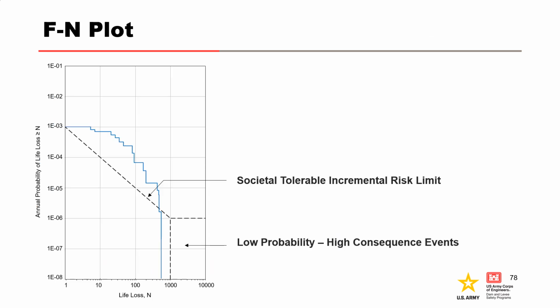Next, here's how our example plots on the big FN plot. As you can see, the risk exceeds the guideline. Remember that this plot displays a probability distribution of incremental life loss. The probability of at least 10 or more fatalities is a little bit under 1 in 1,000, and the probability of at least 100 fatalities is just under 1 in 10,000.